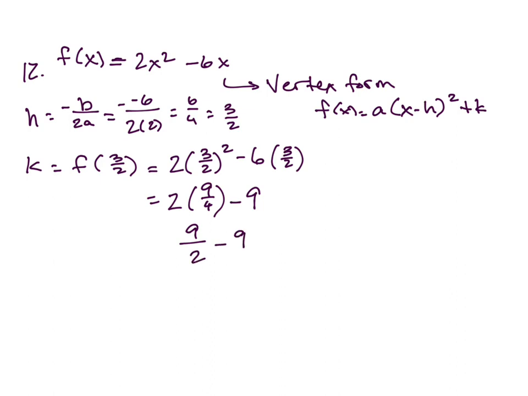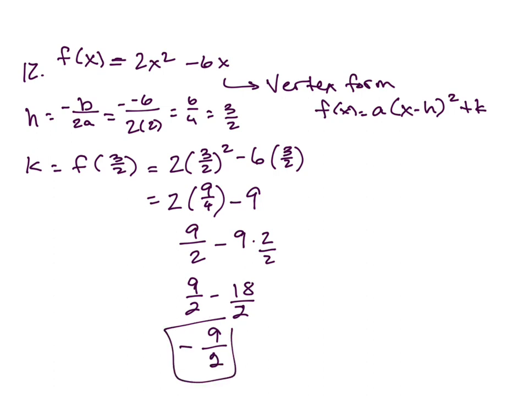And I would need to convert the 9 to be in halves so I can subtract those. 9 halves minus, what do I want to call 9 in terms of halves? Okay, call it 18 over 2. So 9 minus 18 over 2, negative 9 halves, right? Negative 9 halves, this is K.